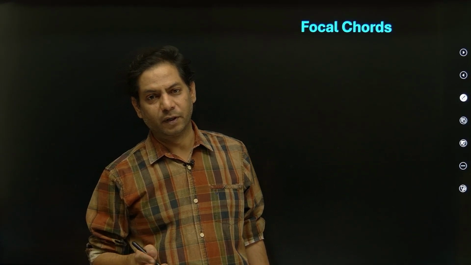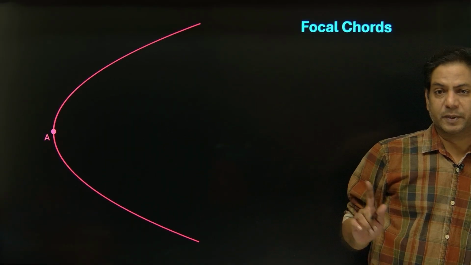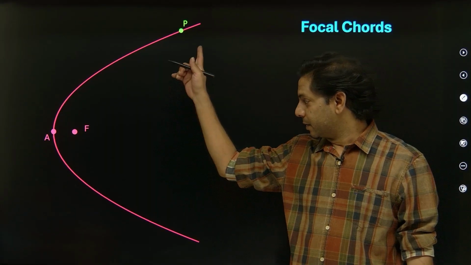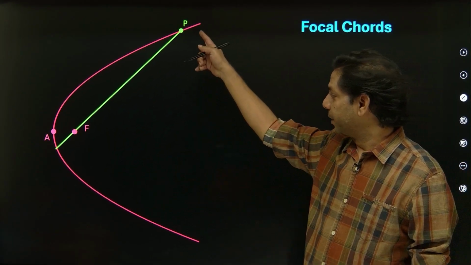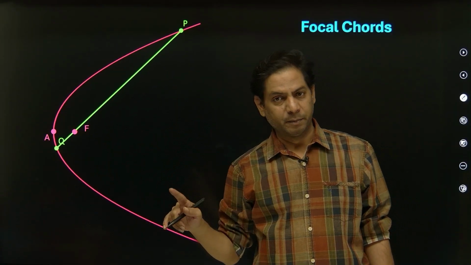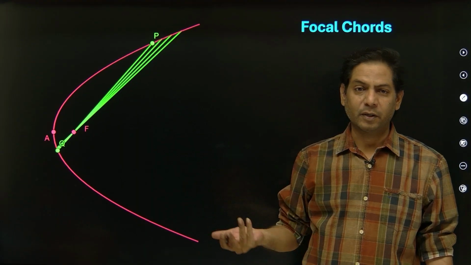Second property, this is about focal chords. Focal chords means the chords which pass through the focus of the parabola. For example, this is one particular focal chord with endpoints P and Q. This is a focal chord. There are infinite number of focal chords. Any chord which passes through the focus, that will be called a focal chord.